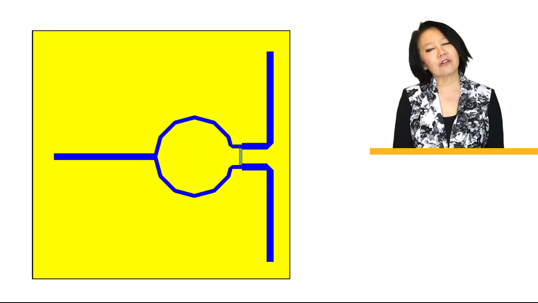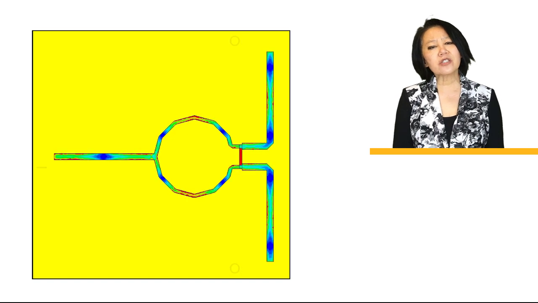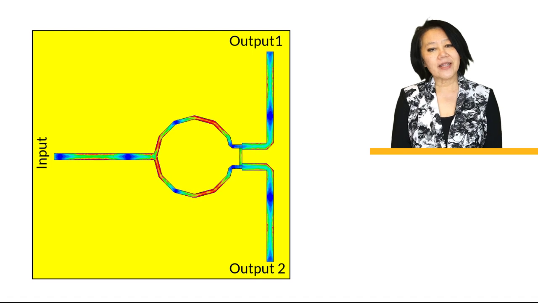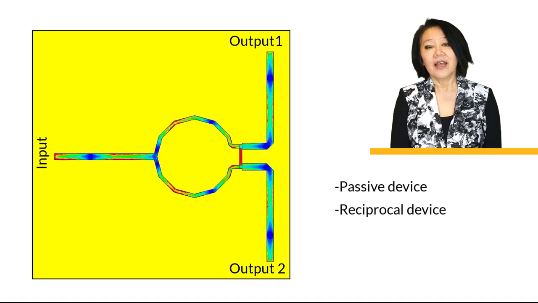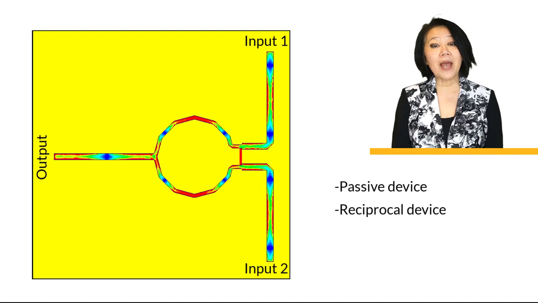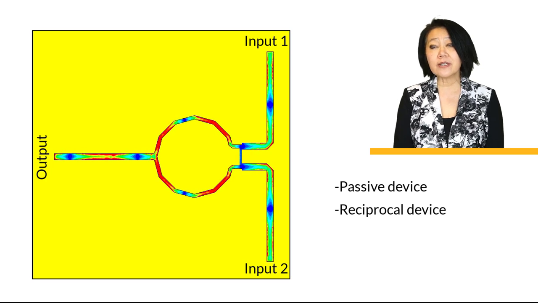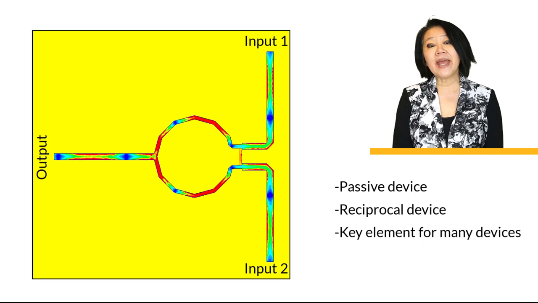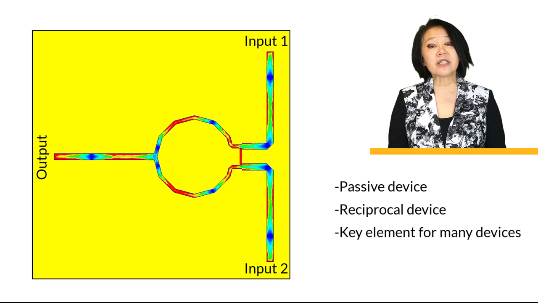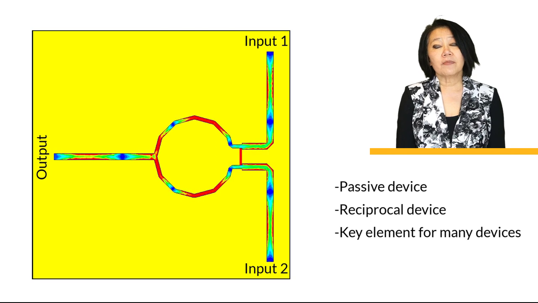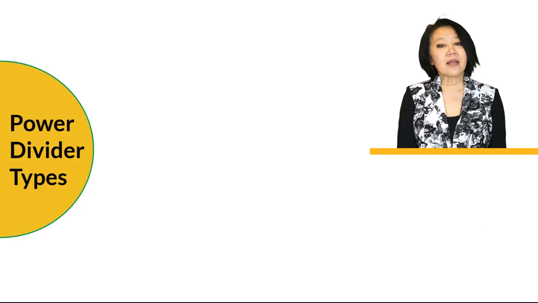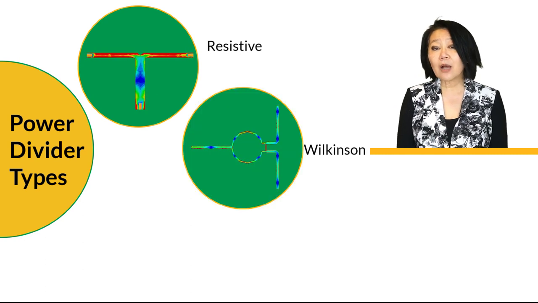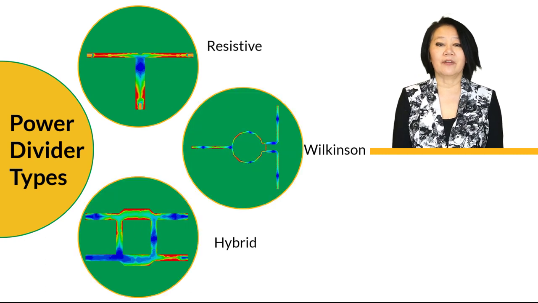A power divider or a power splitter is used to distribute the power input to two or more outputs. It is a passive reciprocal device, and that means it can also combine the power from two or more sources to a single output. The power divider is a key element in many circuits used to feed various components of the circuit from a single source. There are three types of power dividers: the resistive power divider, the Wilkinson power divider, and the hybrid power divider.